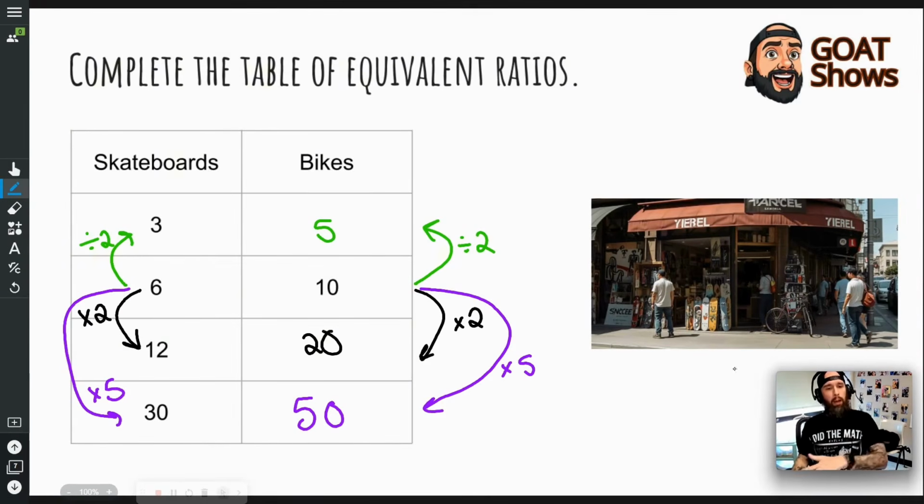So 3 to 5, boom to boom, is the same as 6 to 10, is the same as 12 to 20, is the same as 30 to 50. If I were to write all of these out as fractions, they would simplify out to be the same exact fraction. All right, so I think I said we were going to do 3 before I have you try some.